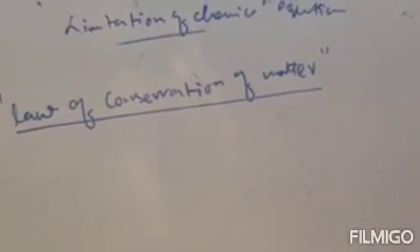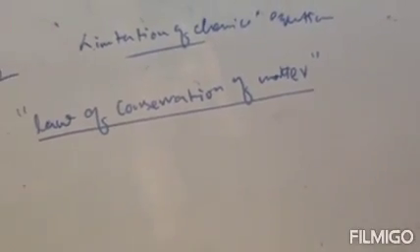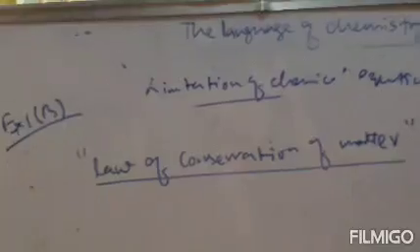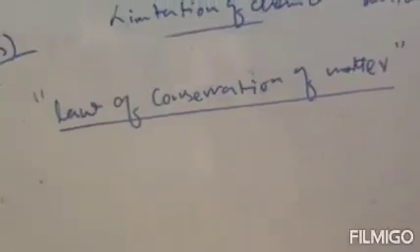This is the law of conservation of matter. Every matter should be conserved. You cannot create matter, you cannot destroy matter. To satisfy this law, a chemical reaction or chemical equation must be balanced. Clear? So that will be your answer. So this is question number 1.